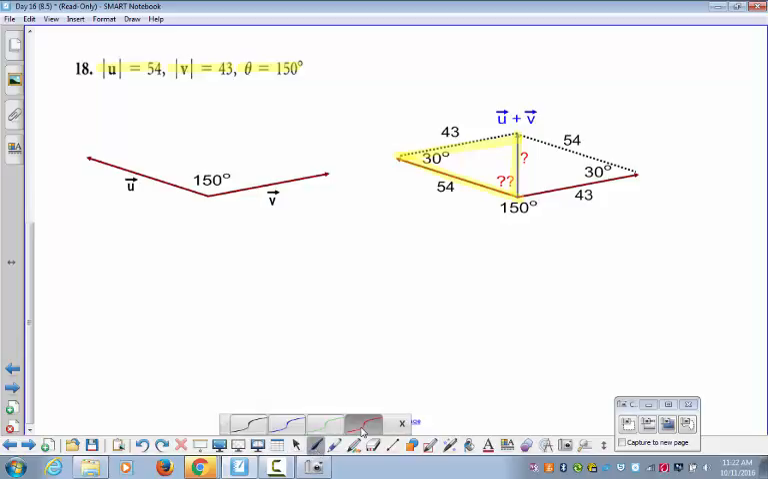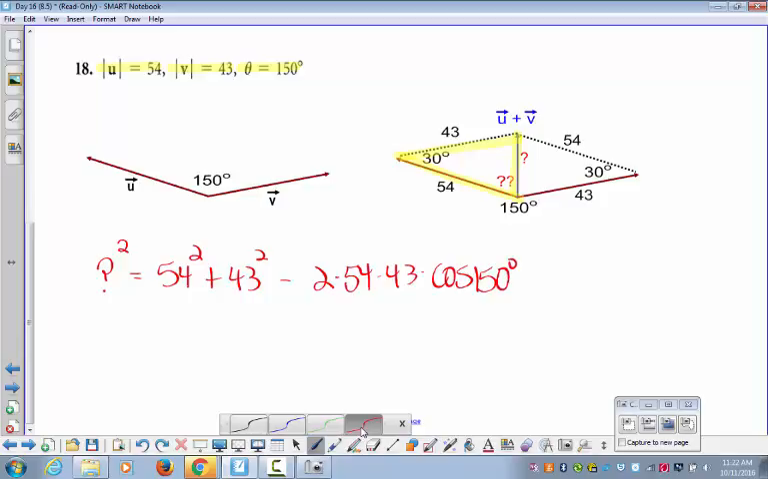And our resultant, that question mark, squared, is going to equal 54 squared, law of cosines, plus 43 squared, that's the Pythagorean part of it, minus 2 times 54 times 43 times cosine of 150 degrees. So we have to type all that into our calculator and take the square root to get the value of the single question mark. What do we get? We type all that in, take the square root.